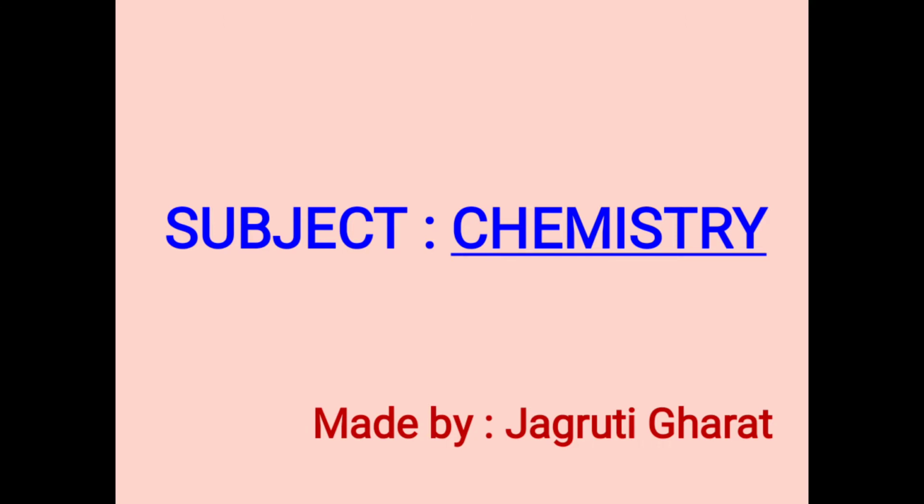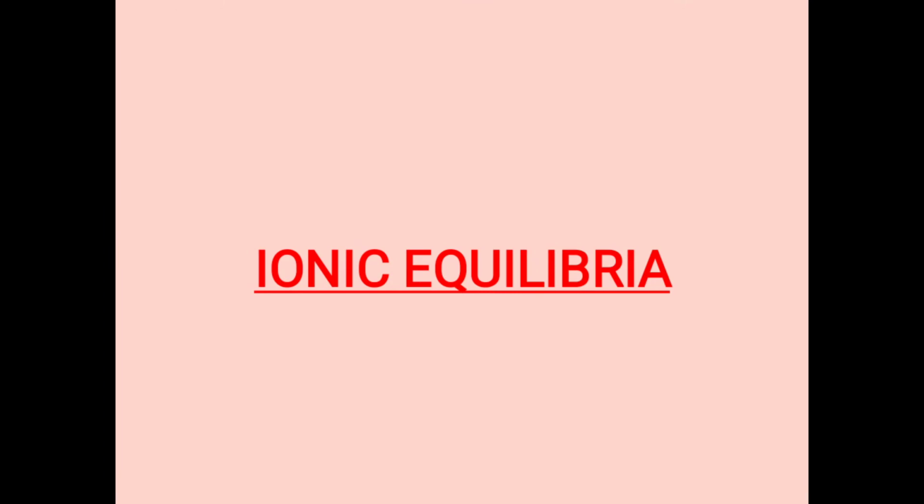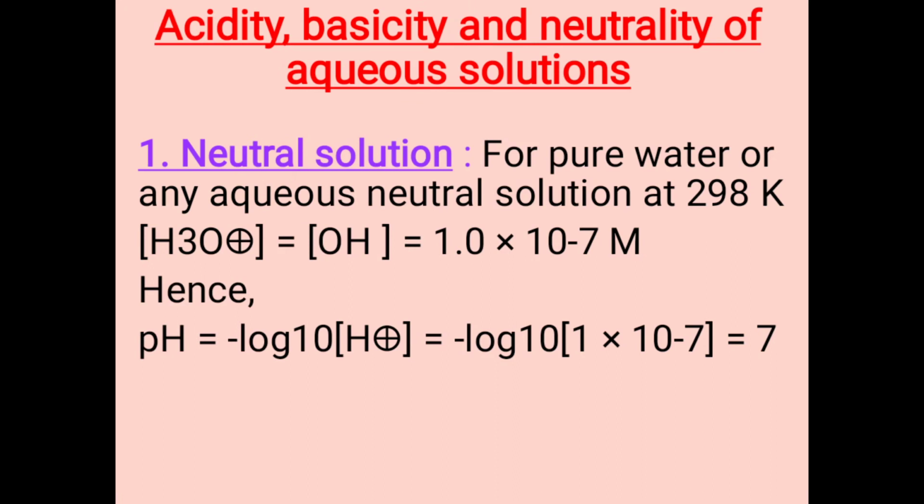Today we learn about the remaining part of ionic equilibrium. In the previous lecture, we learned up to the relation between pH and pOH. In today's lecture, we learn about the acidity, basicity and neutrality of aqueous solution. There are three parts related to the pH: acidity, basicity and neutrality.